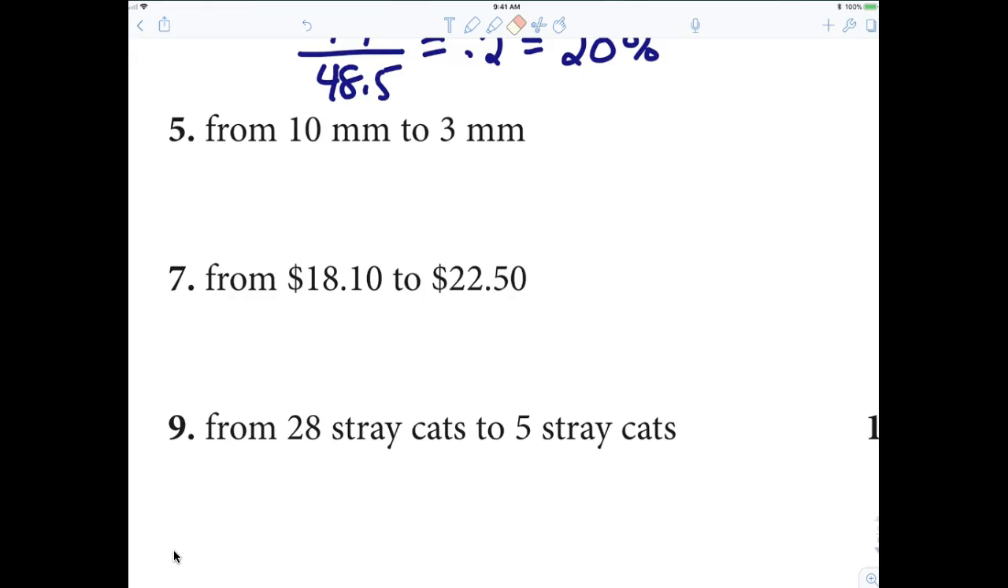Julia, what's number 5? What's the change? No, I didn't ask that. I said, what's the change? What's the original amount? What decimal? Which is what percent?